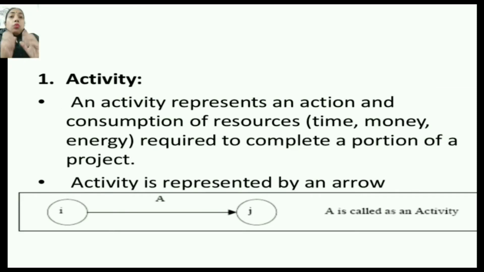What is an activity first? An activity represents an action and consumption of resources required to complete a portion of the project. In PERT CPM analysis, we represent an activity with an arrow. As you can see in the picture, I and J are the 2 events and there is an arrow marked A, then A is the activity.